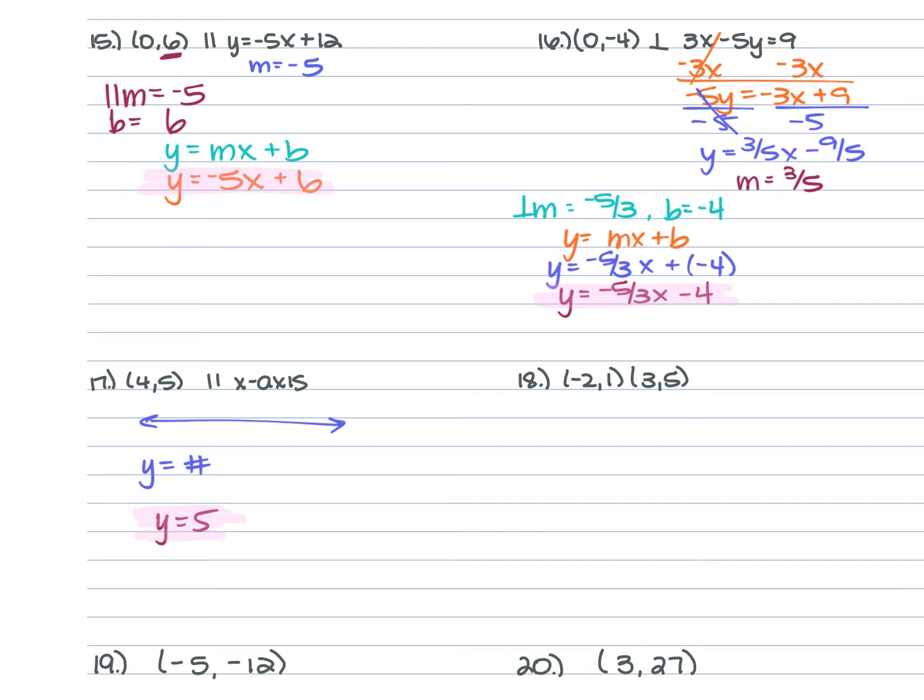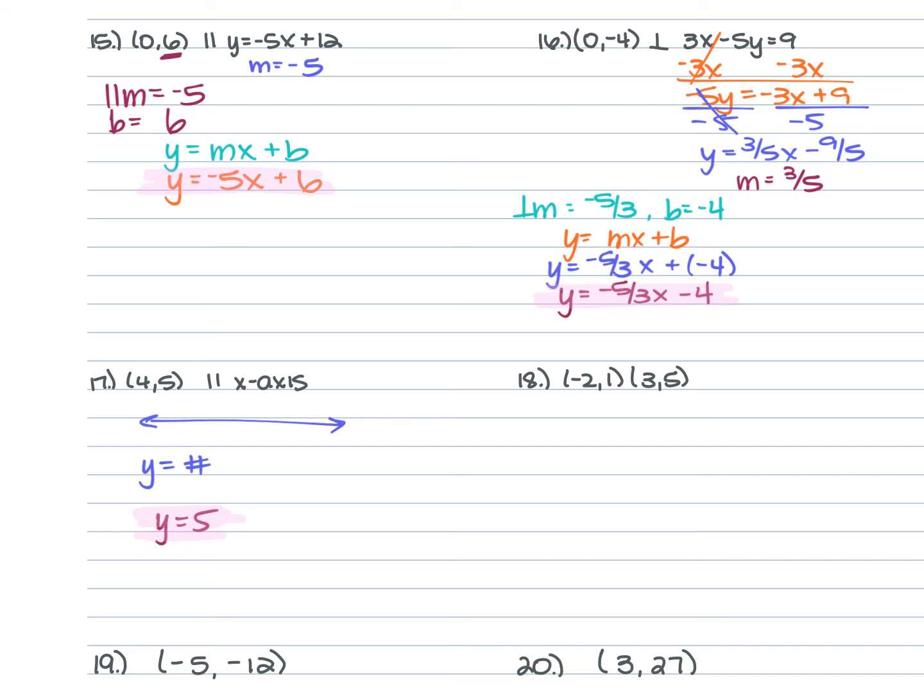This is one that just makes you think. If it's parallel, it's not going to cross. It's never going to touch, which means it's going to run the same way that that axis runs. If it's parallel to the x-axis, it's going to run horizontally, which means it's a y = a number equation. The y value from your ordered pair is 5, so it's just y = 5.